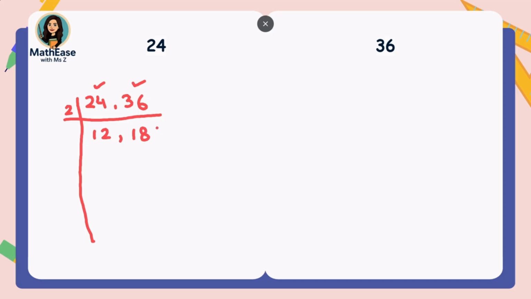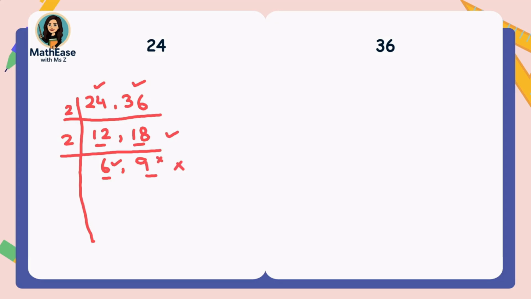And 36 divided by 2 is 18. Now let's check it again. Can both 12 and 18 still be divided by 2? Yes, they can. So 12 divided by 2 is 6 and 18 divided by 2 is 9. Now take a look at 6 and 9. Can both of these numbers be divided by 2? Not really. 6 can, but 9 can't.